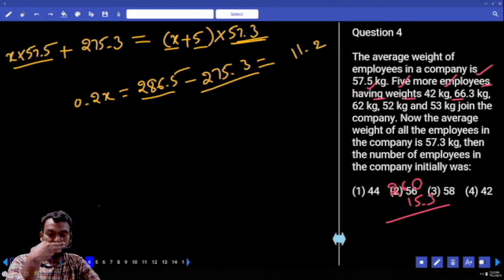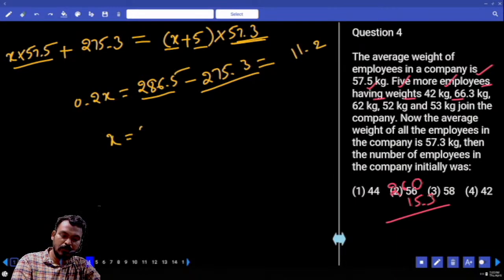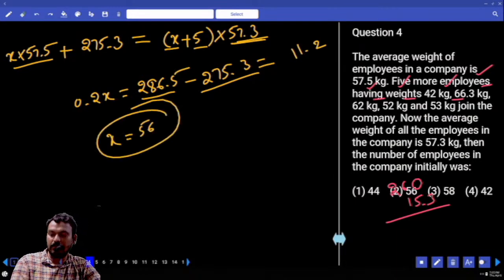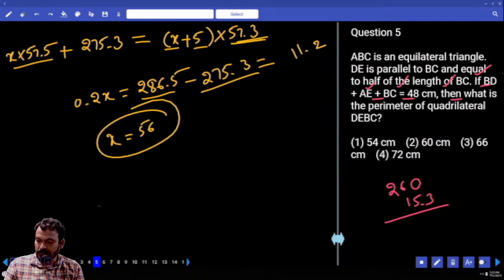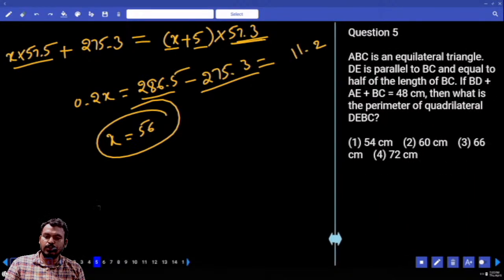11.2. Then 0.2x equal to 11.2. Then x equal to how much? 56. Next one, question number 5.